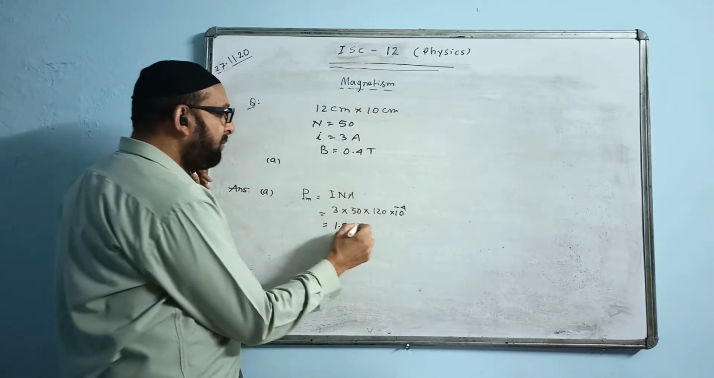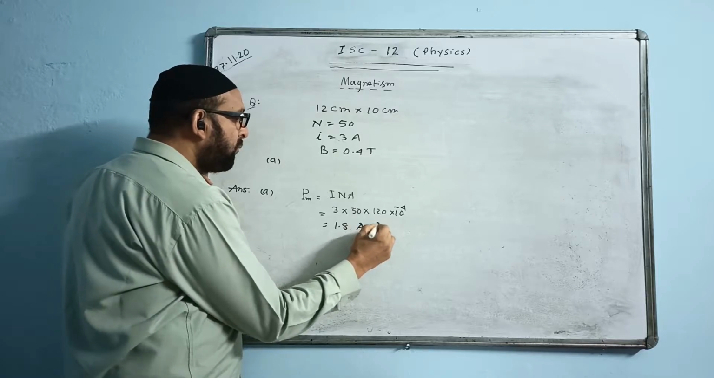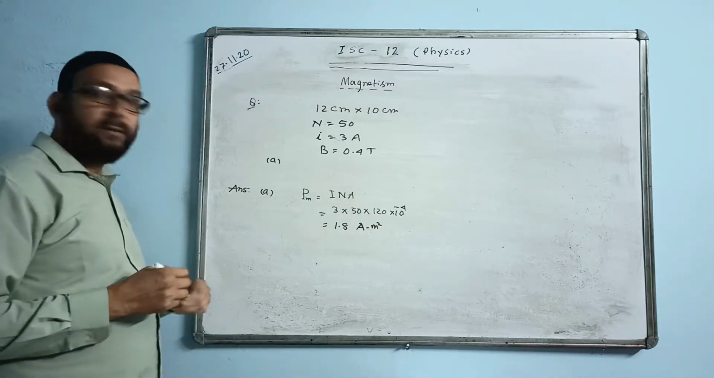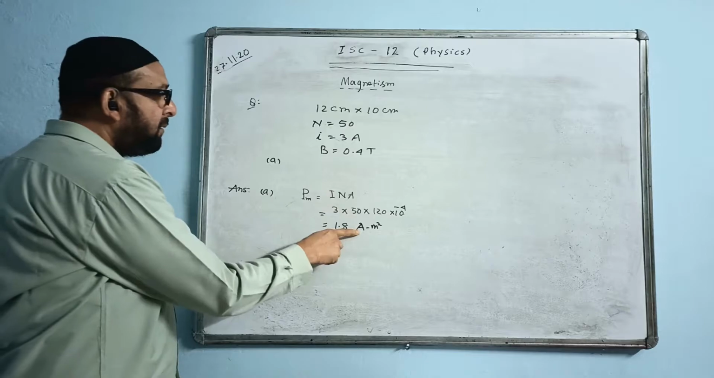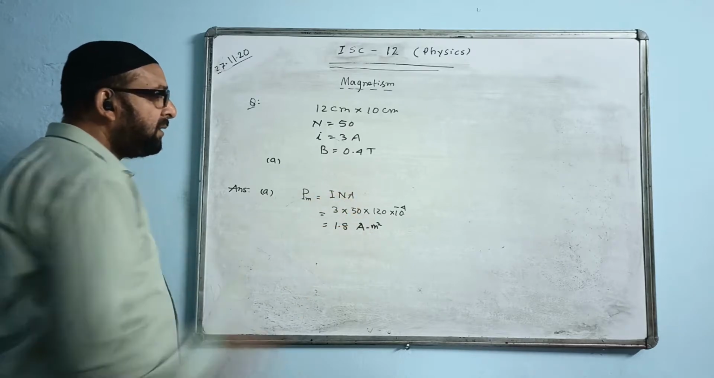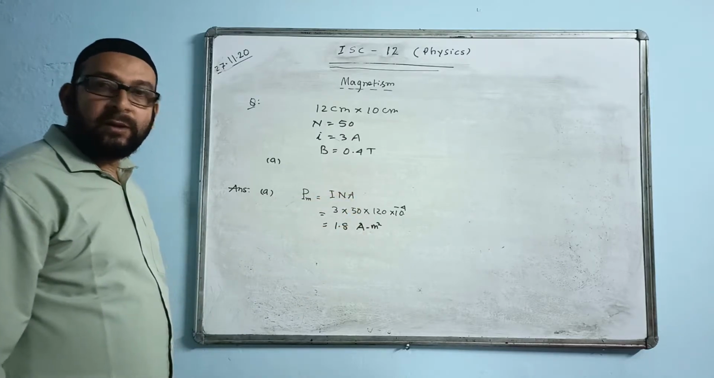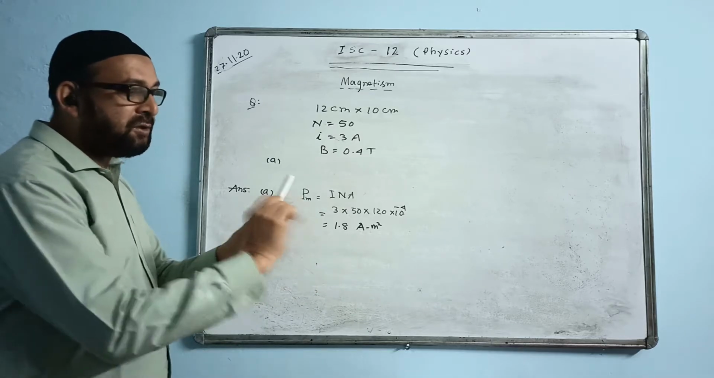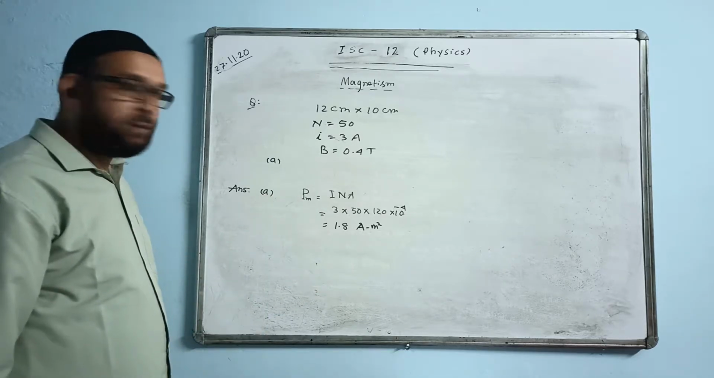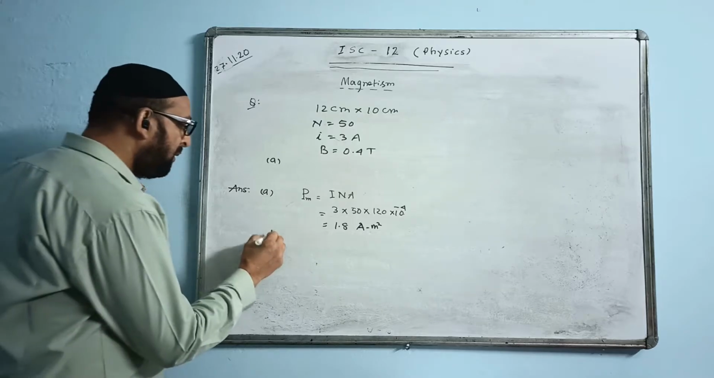What is the unit of PM? The unit of PM is ampere meter square. Current is ampere, number of turns has no unit, area is meter square. So ampere into meter square, or we are giving a dash, ampere dash meter square. That is the first answer.